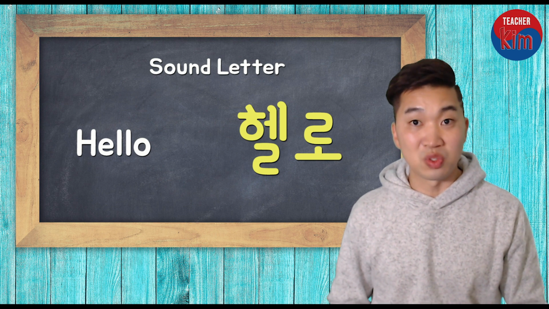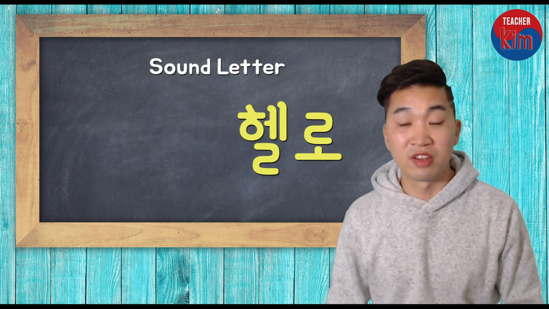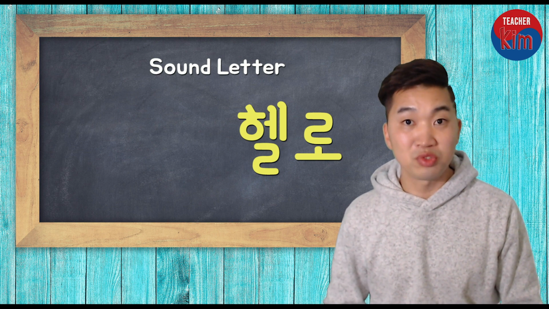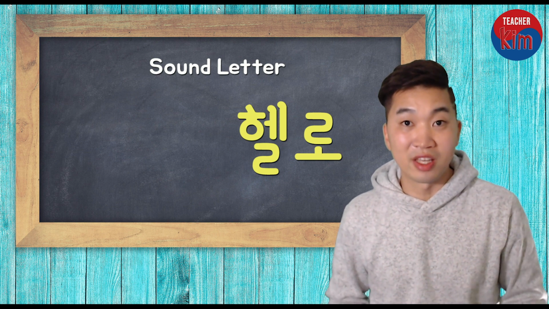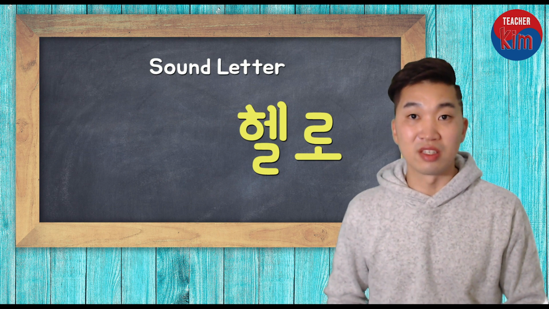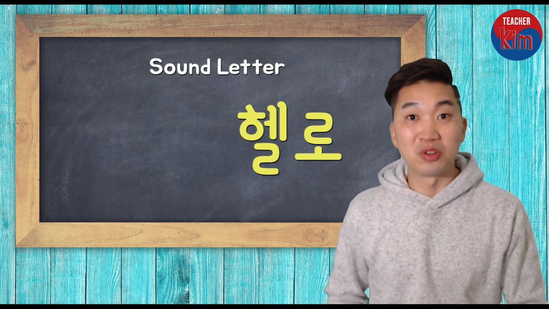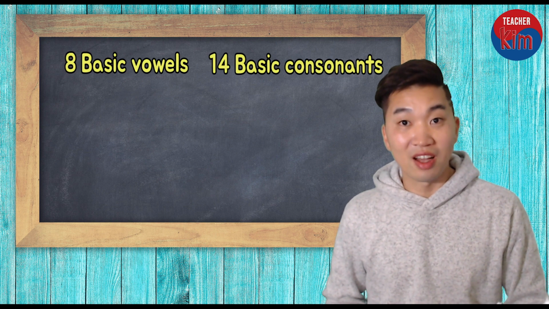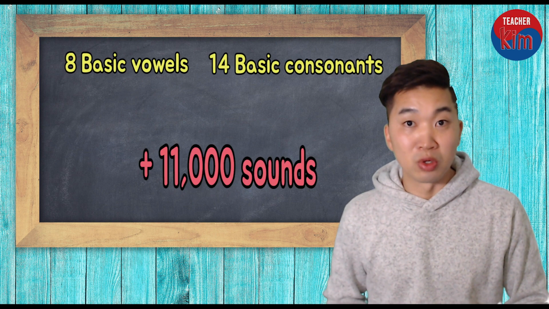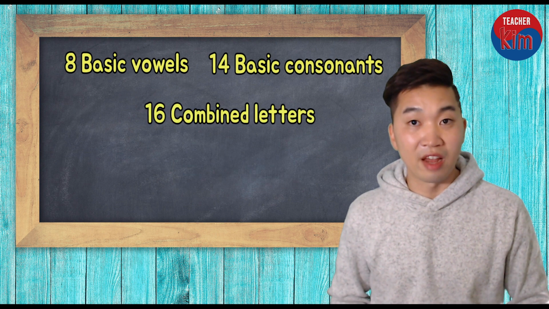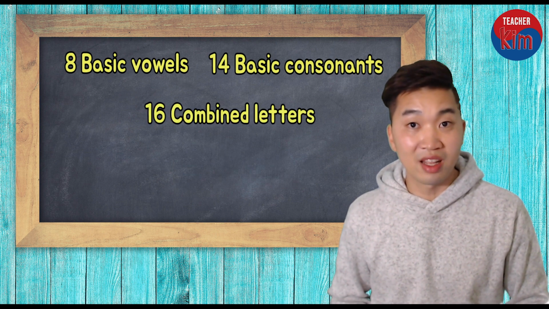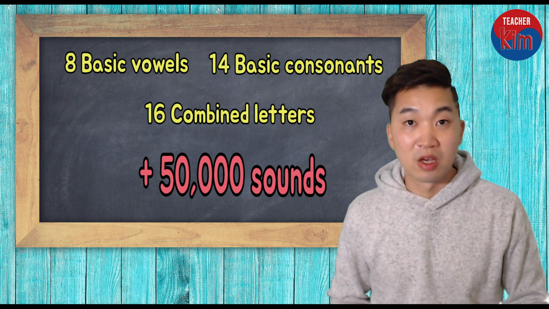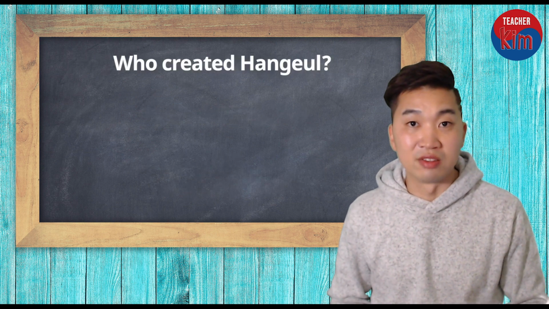You might think this word looks quite complicated, but don't worry, it is not too difficult to learn, I promise you. And once you learn how to read and write the Korean alphabet, you will get to know it is easy. You can even write your name in Hangul. If you learn 8 basic vowels and 14 consonants, you will be able to express more than 11,000 sounds. And after you learn 16 combined letters, you will be able to read and write more than 50,000 sounds.